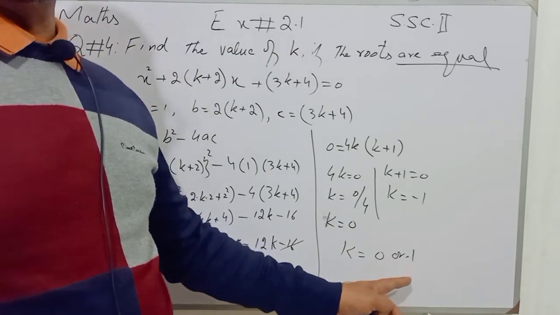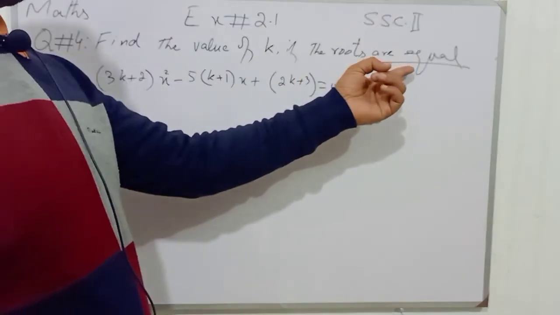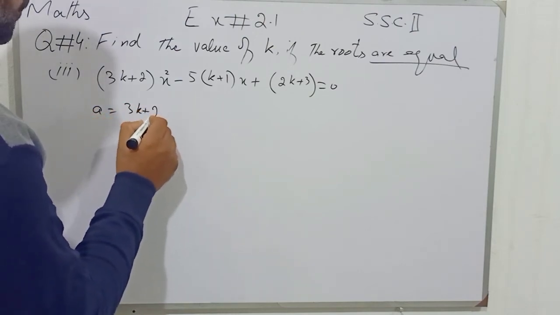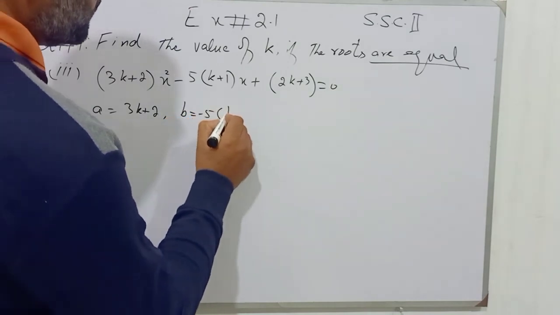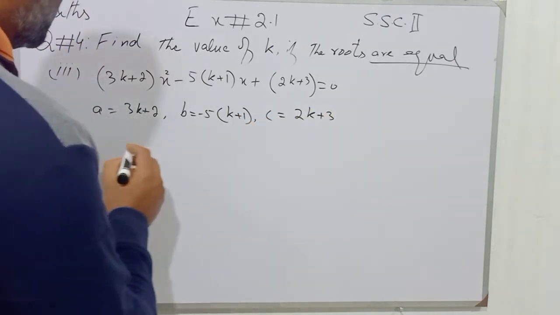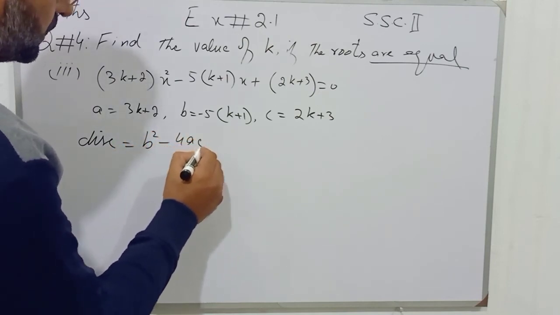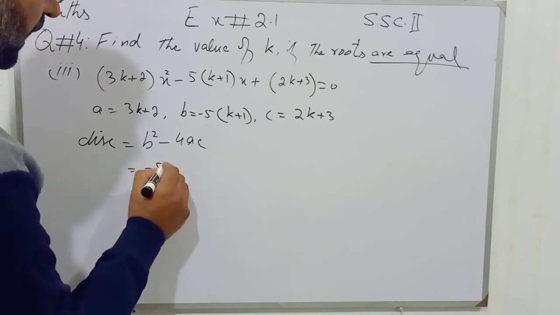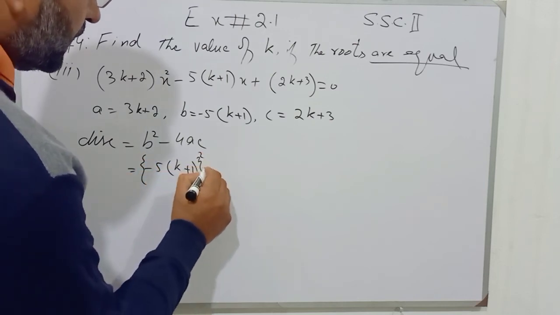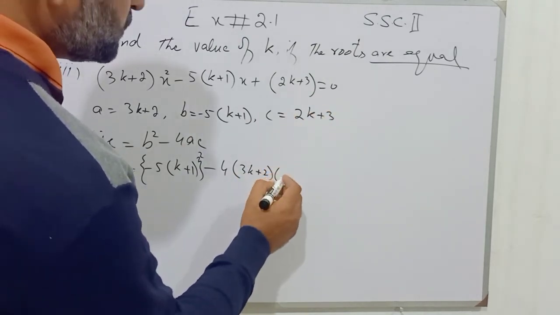Third part of question number 4 is this, and we have to find the value of k, and our roots are equal. So in this expression, a is 3k plus 2, b is minus 5 into (k plus 1), and c is equal to 2k plus 3, and we have to find the discriminant, and discriminant is equal to b square minus 4ac. In place of b, minus 5 into (k plus 1) whole square minus 4. In place of a, 3k plus 2 is written, and in place of c, 2k plus 3 will be there.